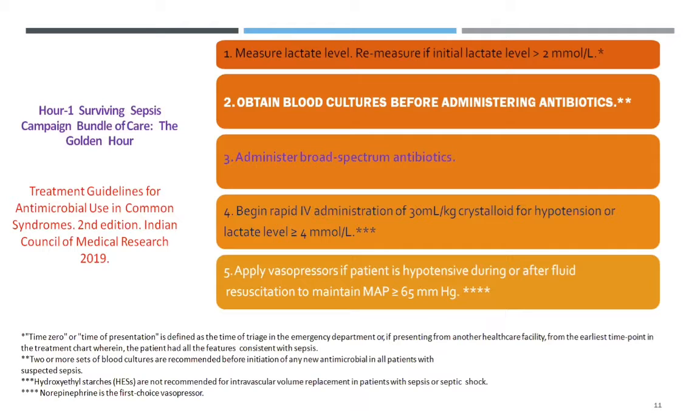Then fifth and the last is applying vasopressor if the patient is hypotensive during or after fluid resuscitation, to maintain the mean arterial pressure of more than 65 mmHg. So these are the 5 parameters that should be followed when a patient comes with suspected infection suggestive of sepsis during the first 1 hour, which we call the golden hour, and this is the care bundle for sepsis.